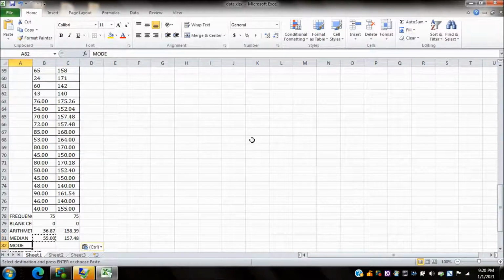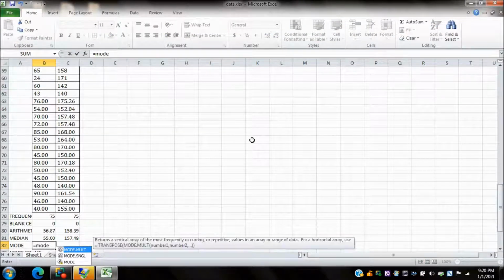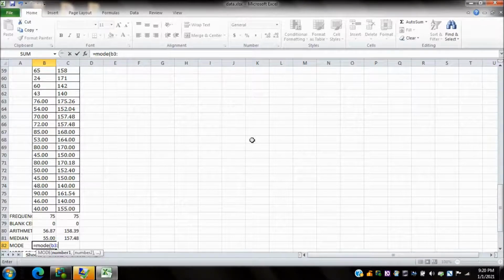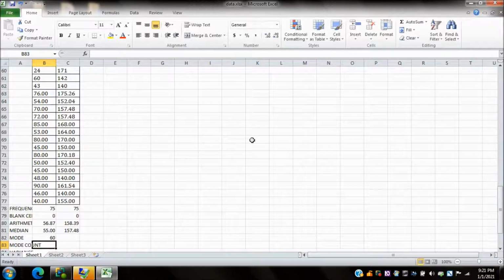Median 81, respondents. Mode 82, B82, weight. In B82, I'm going to type the function for mode, which is equals MODE and then the cell range. MODE, left parenthesis, B3 colon B77, right parenthesis. I'll check by pressing up arrow. 60. So the most frequent weight of the respondents is 60 kilograms, meaning there are many respondents with a weight of 60 kilograms.